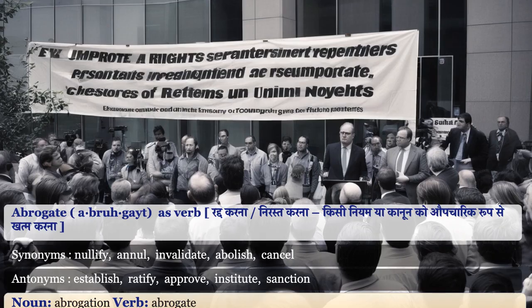Antonyms of abrogate: establish, ratify, approve, institute, sanction. Here is the word family of abrogate: as a noun, abrogation; as a verb, abrogate.